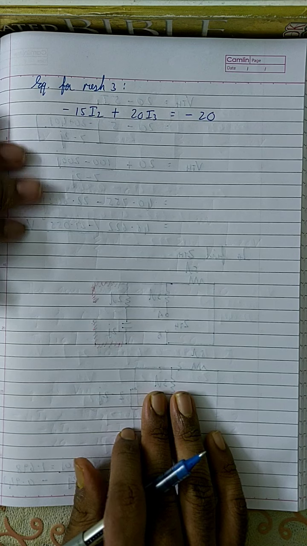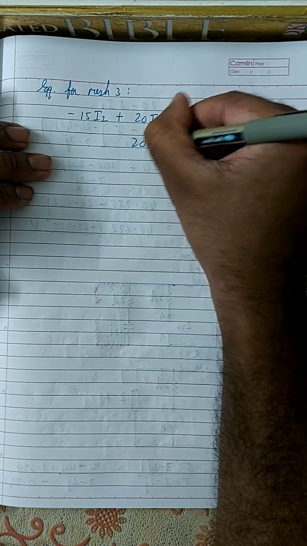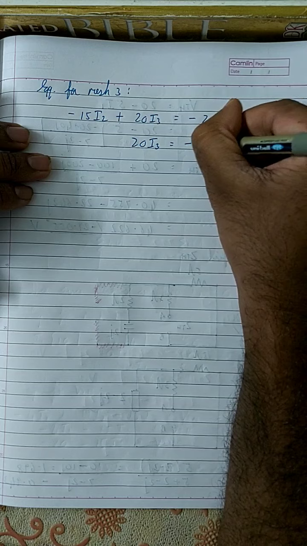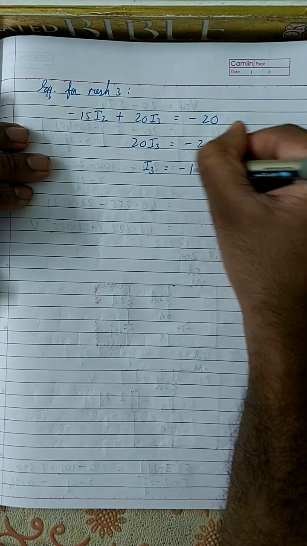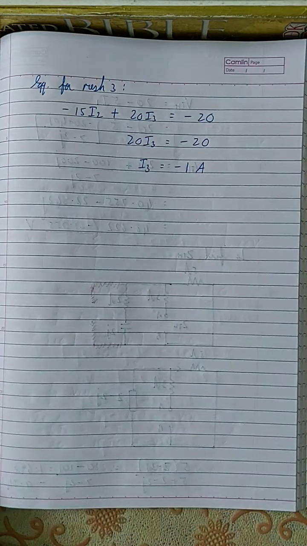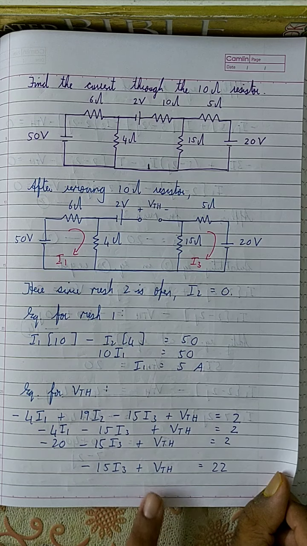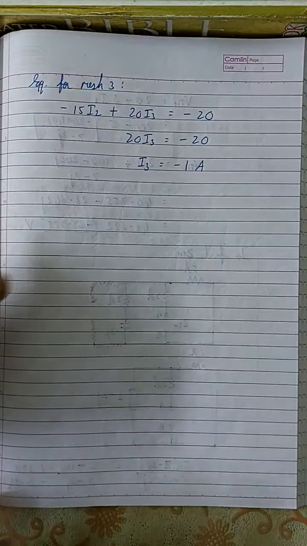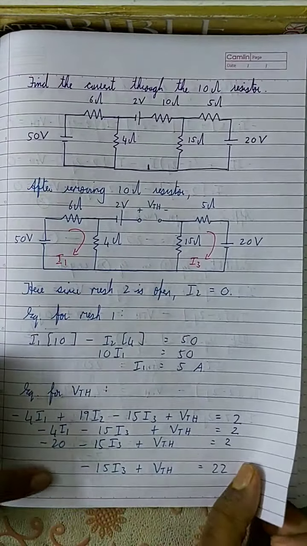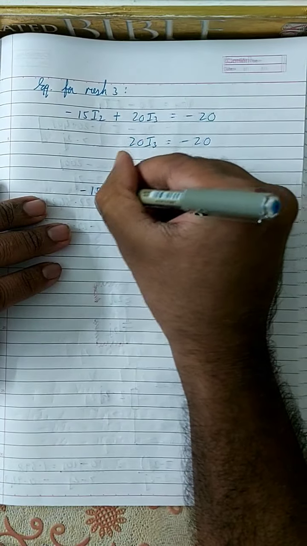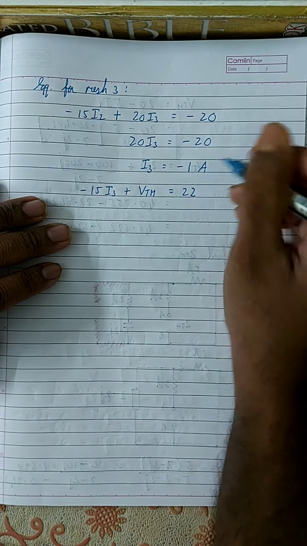So from here itself, we know that I2 is equal to 0, right? So which means we have 20I3 is equal to minus 20. Or in other words, I3 is equal to minus 1 ampere. So I found the value of I3, which means now I can write the value of VTH, right? What is the value of VTH? We have minus 15I3 plus VTH is equal to 22, right?